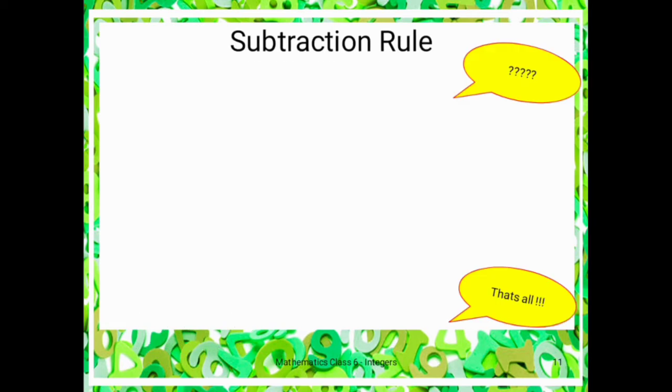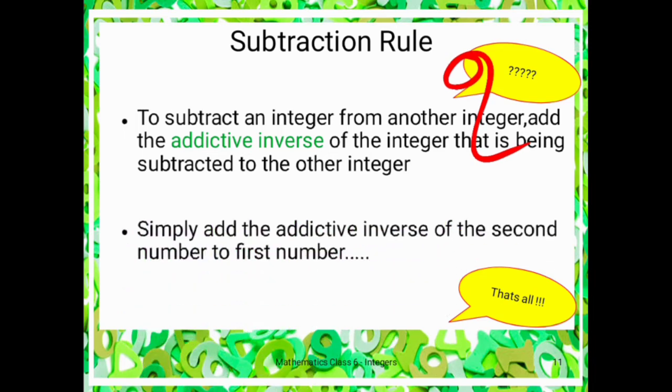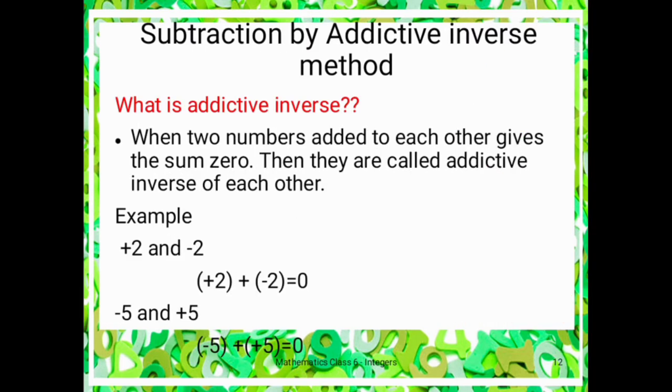Then subtraction rule. Okay, to subtract an integer from another integer, add the additive inverse of the integer that is being subtracted to the other integer. What is that? Actually, it is very simple. Simply add the additive inverse of the second number to the first number. That is what it means. Okay. For that, we should know what is additive inverse.